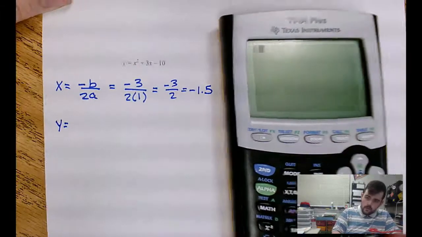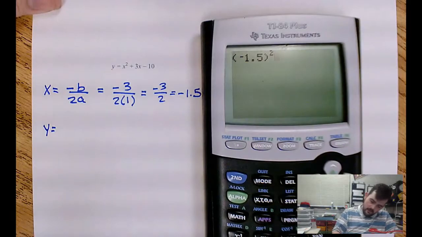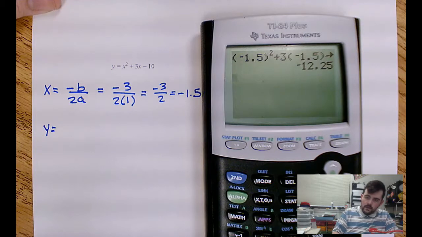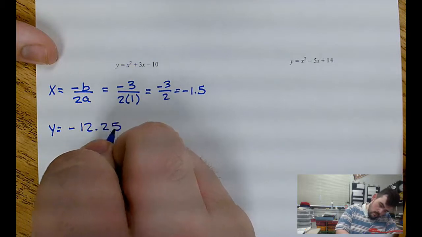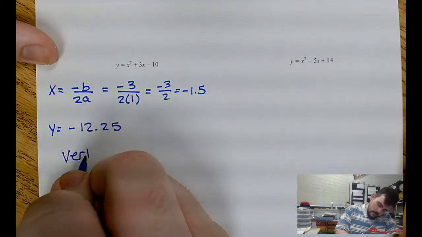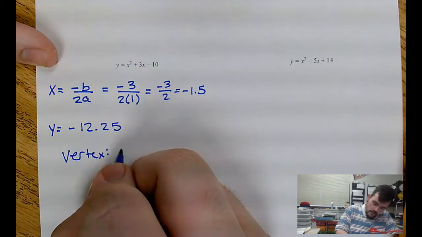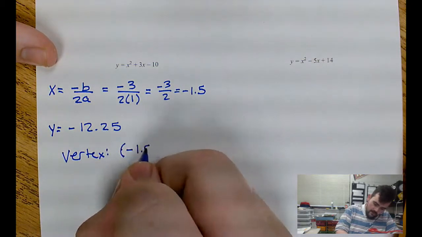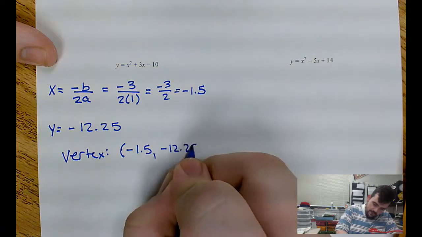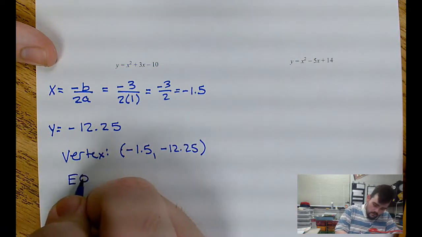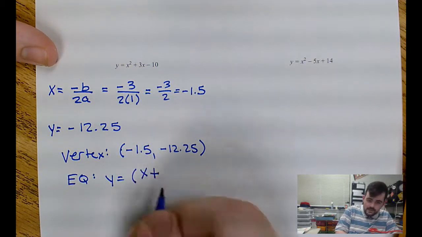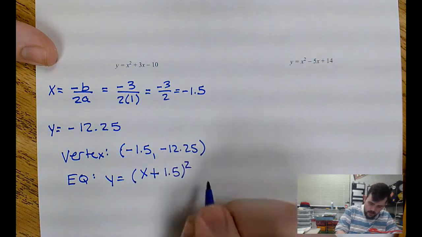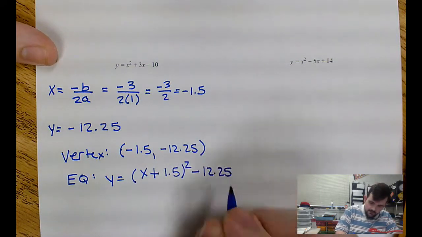So, negative 1.5 squared plus 3 times negative 1.5 minus 10. That gives me negative 12.25. So your vertex is negative 1.5, negative 12.25. The equation is y equals, parentheses, x plus 1.5 squared minus 12.25.